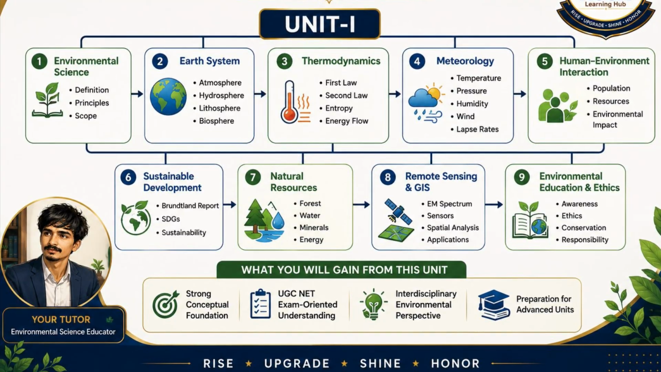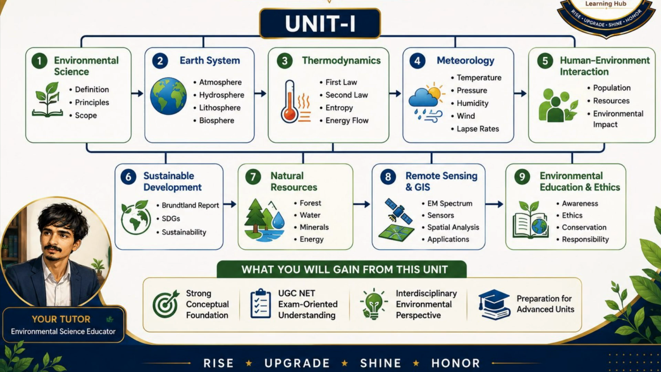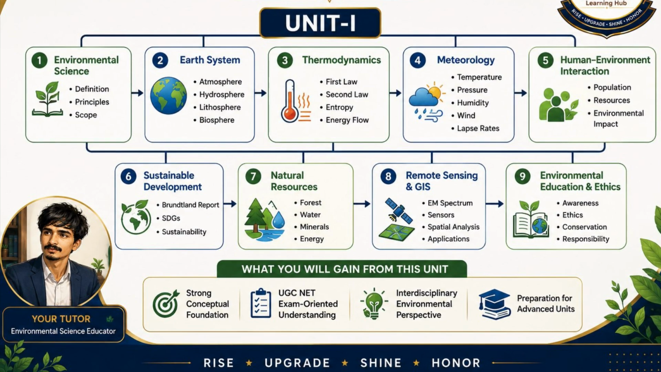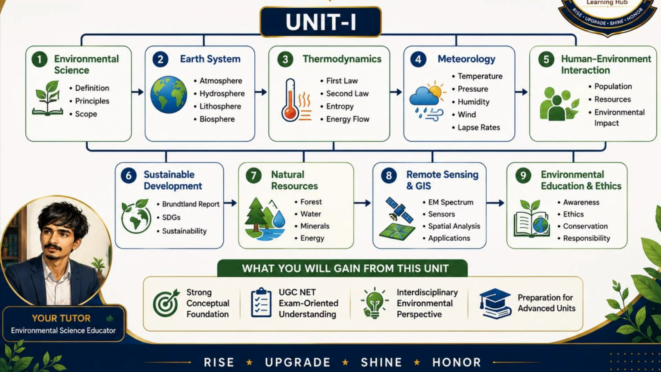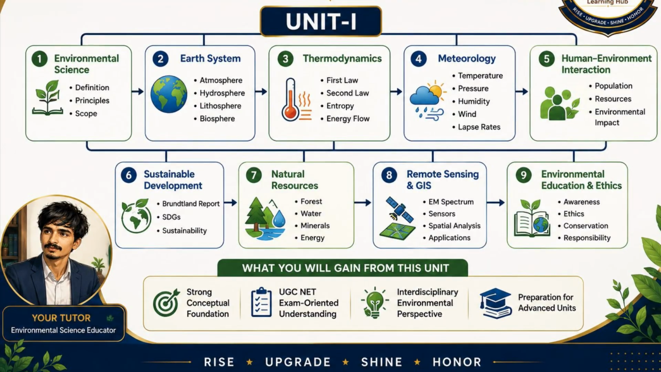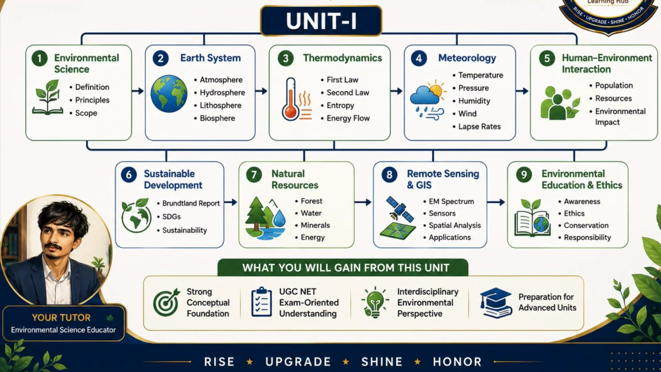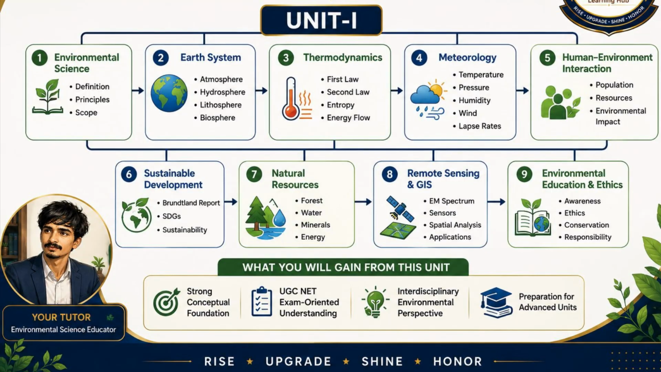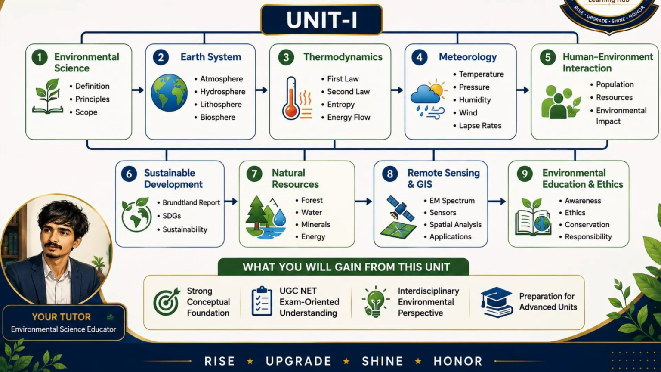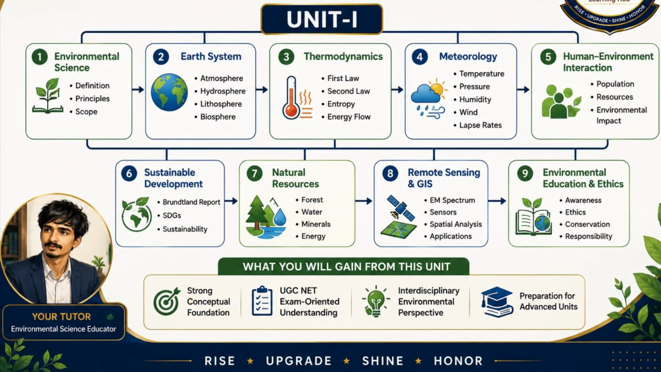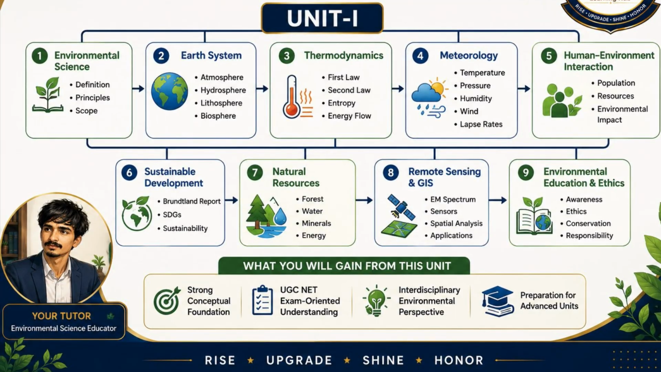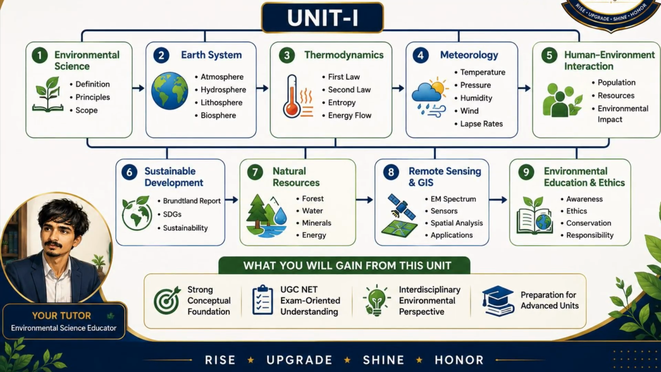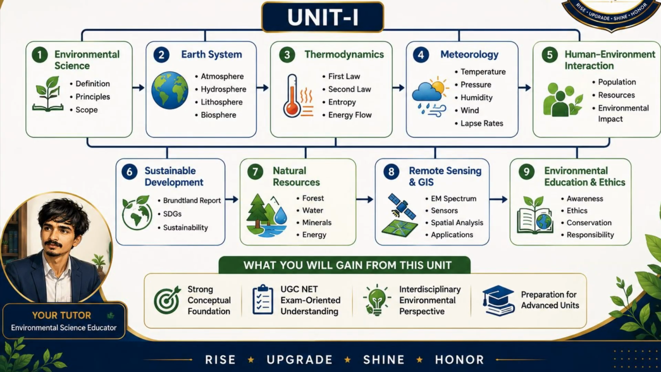Remote sensing allows us to collect information about the Earth's surface without direct contact, while GIS helps us store, analyze, and visualize spatial data. These tools are widely used in forestry, agriculture, urban planning, disaster management, climate studies, and environmental monitoring. Finally, we will study environmental education and ethics.